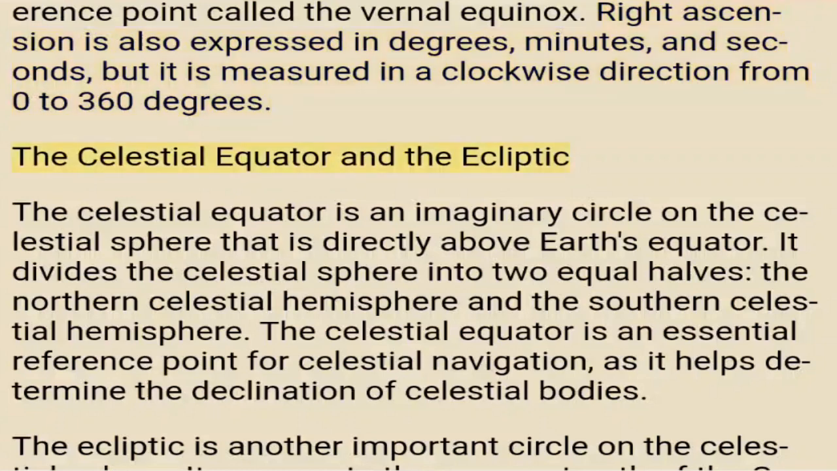The celestial equator and the ecliptic. The celestial equator is an imaginary circle on the celestial sphere that is directly above Earth's equator. It divides the celestial sphere into two equal halves, the northern celestial hemisphere and the southern celestial hemisphere. The celestial equator is an essential reference point for celestial navigation, as it helps determine the declination of celestial bodies.